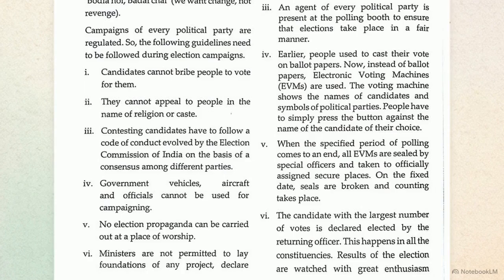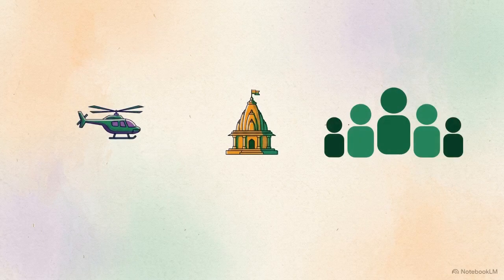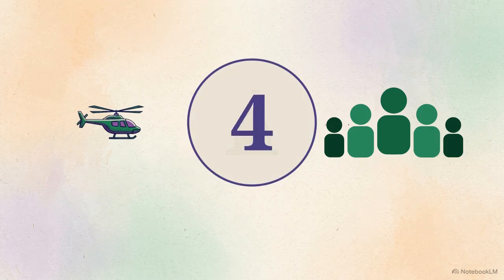General campaigning is strictly regulated by the Model Code of Conduct. Candidates cannot bribe voters, appeal in the name of religion or caste, use government vehicles, or use places of worship for propaganda. Let's test your active recall. A minister takes a government helicopter to a temple and asks the crowd to vote to protect their caste. Which rules of the Model Code did he break?